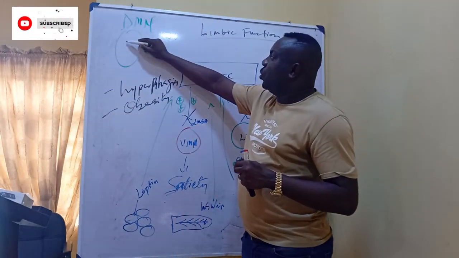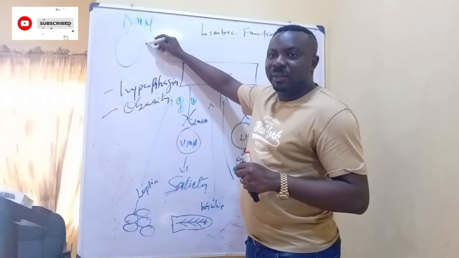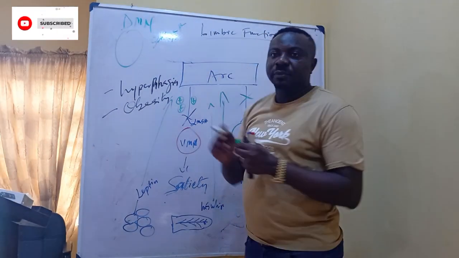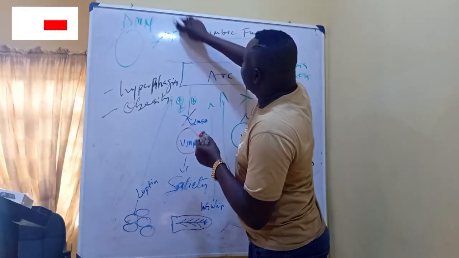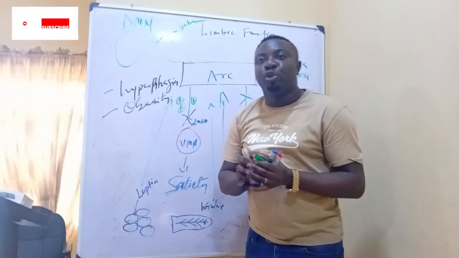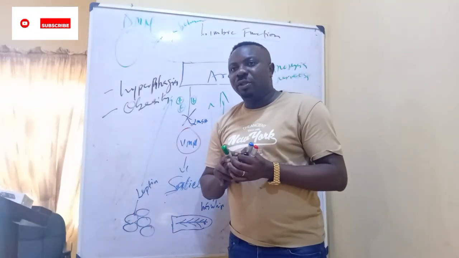Now, when there is a lesion in this nucleus, it usually causes savage behavior. The person becomes extremely rude.